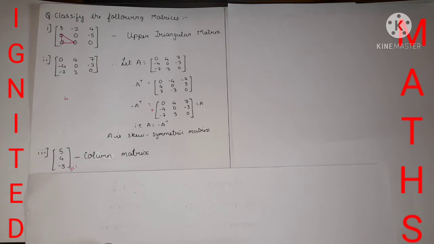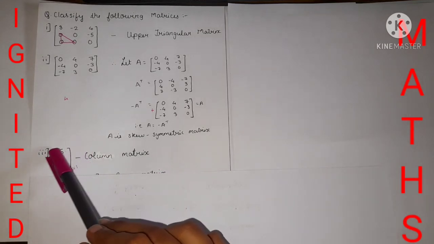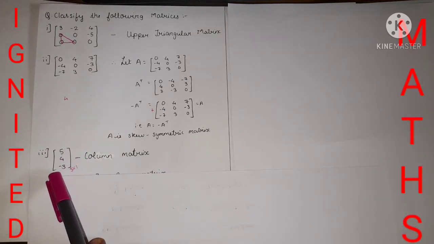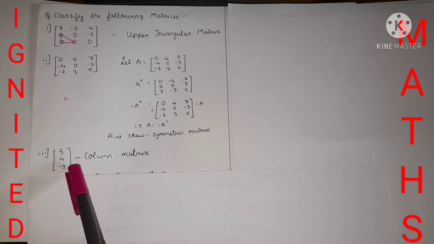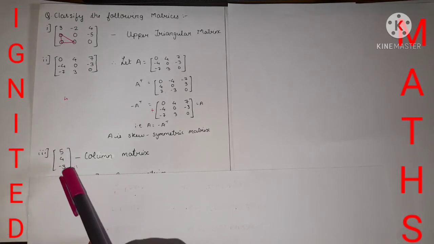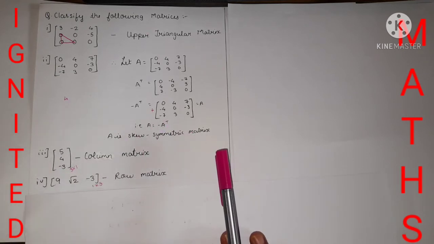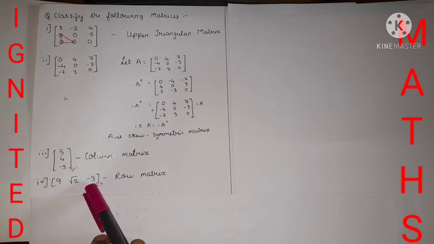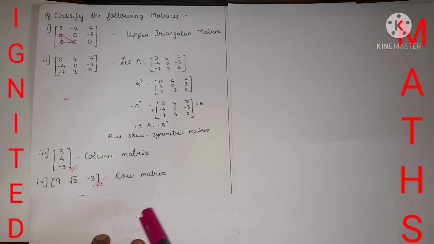Now the third example: you can see the matrix contains 3 rows and 1 column. If a matrix contains only 1 column with m number of rows, then it is called a column matrix. In the fourth example, its order is 1 cross 3, because it contains 1 row and 3 columns. If it contains only 1 row and n number of columns, then it is called a row matrix.